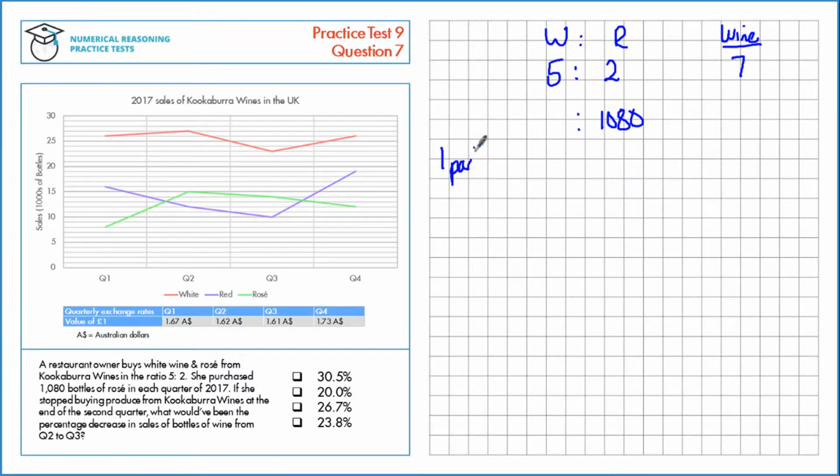So 1 part, if 1,080 is worth 2 parts, we can divide it by 2 to find 1 part, which is 540. Now, if we want to know the whole, which is 7 parts, we can take 540 and multiply by 7, which gives a total of 3,780 bottles.